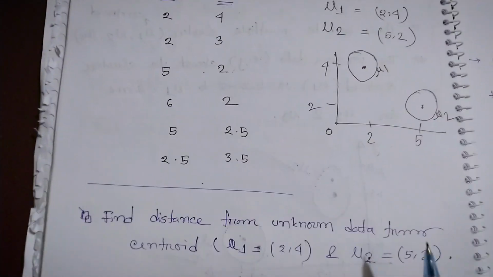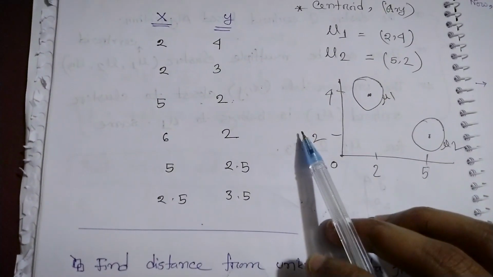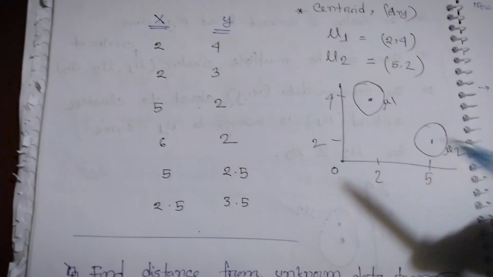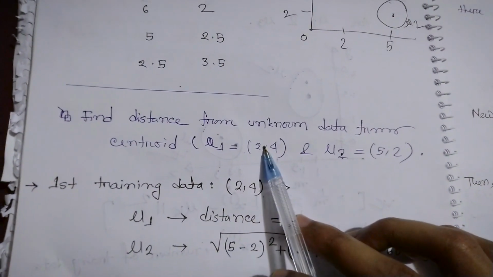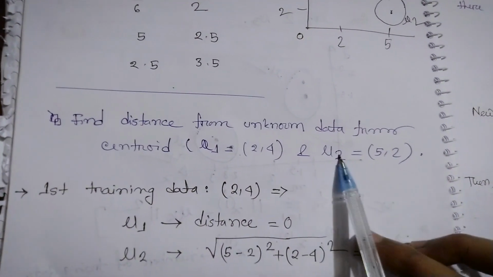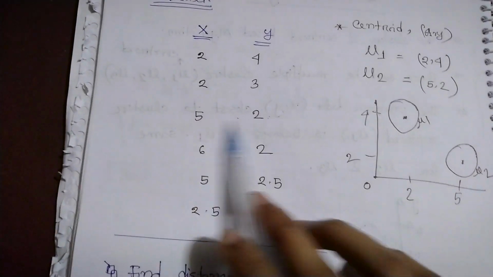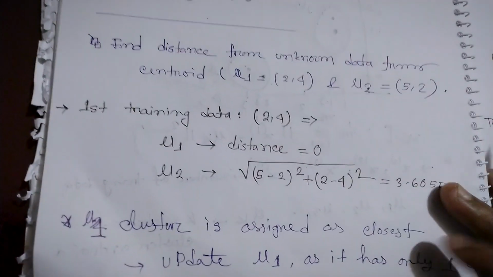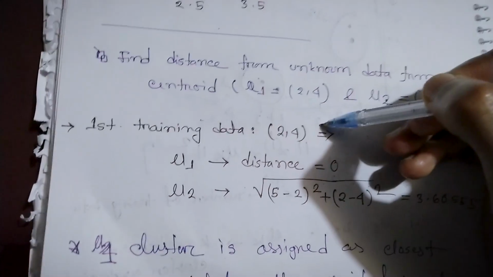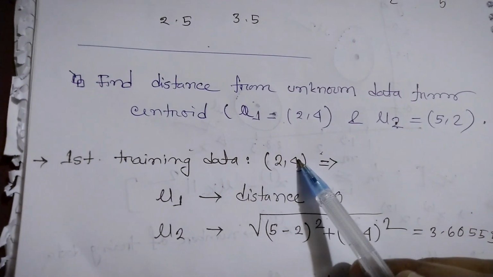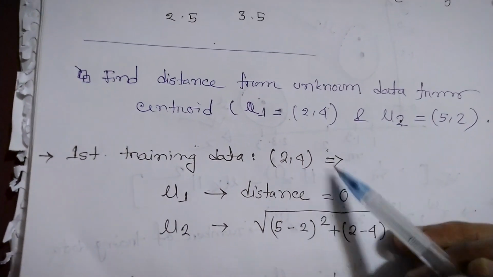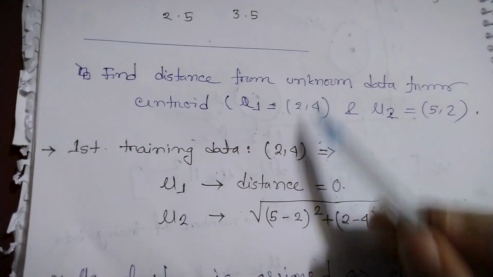Now we need to classify our unknown data point by finding the distance from mu1 and mu2 and seeing which it belongs to. Mu1 is 2, 4 and mu2 is 5, 2. Our first training data point is 2, 4. So we need to find the distance from 2, 4 to mu1. Mu1 is also 2, 4, so the distance would be 0 because they are the same.